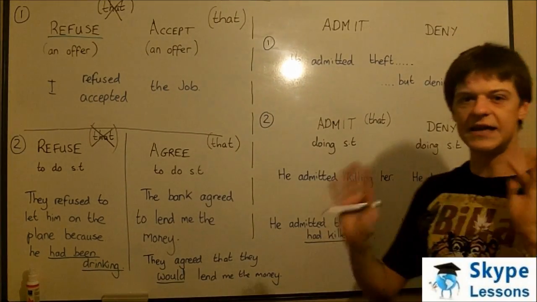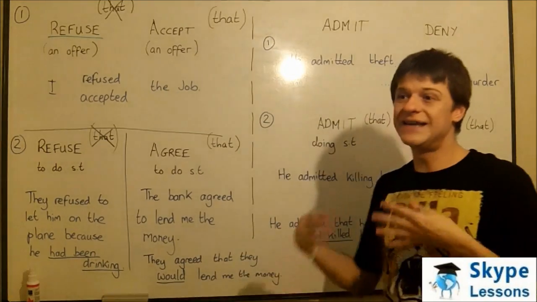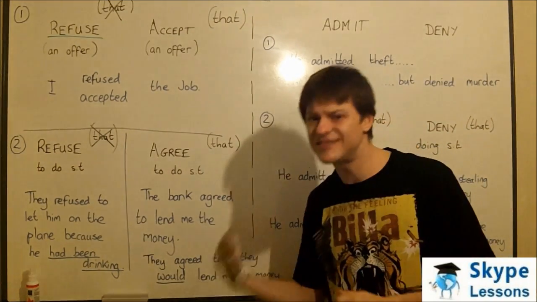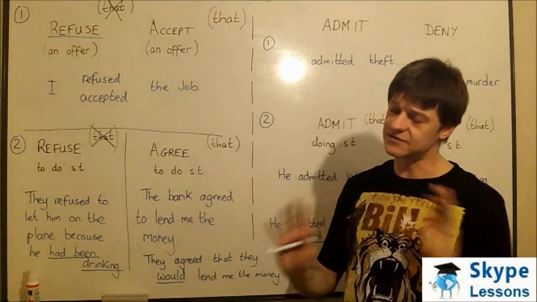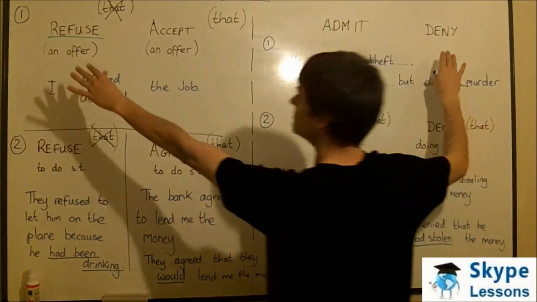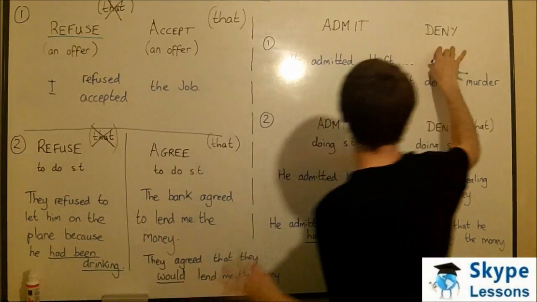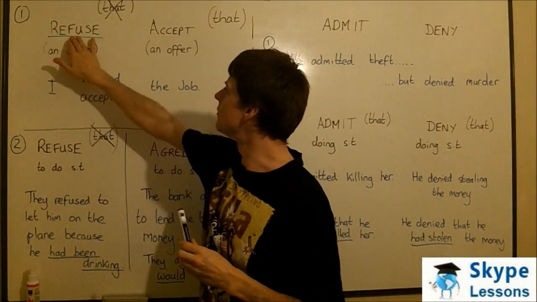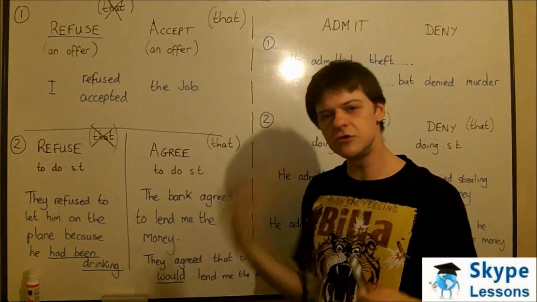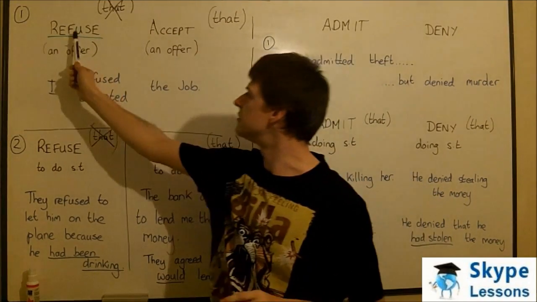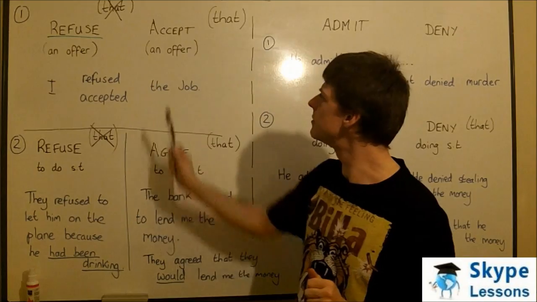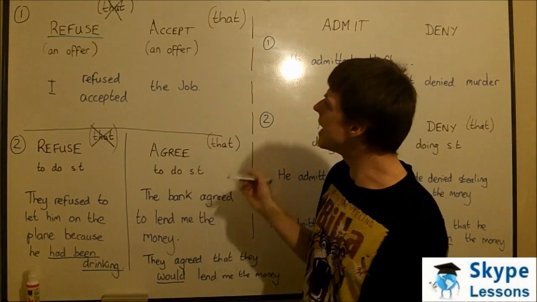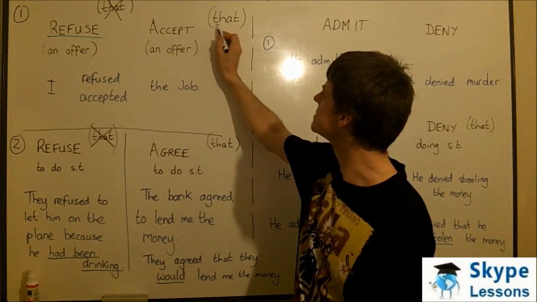Deny is when you say it wasn't me. If you deny killing someone, you say it wasn't me, I didn't kill him. If you deny stealing something, you say I didn't steal the money. So I want you to first of all be clear that refuse and deny are very, very different. Refuse means you don't want something, accept means you do want something. So you can refuse an offer, you can refuse a job, or you can accept an offer, you can accept a job.